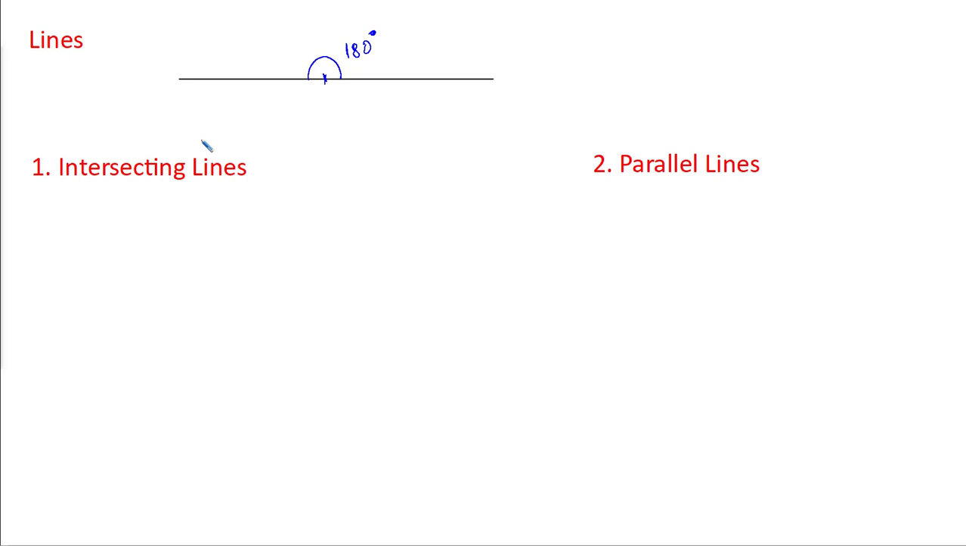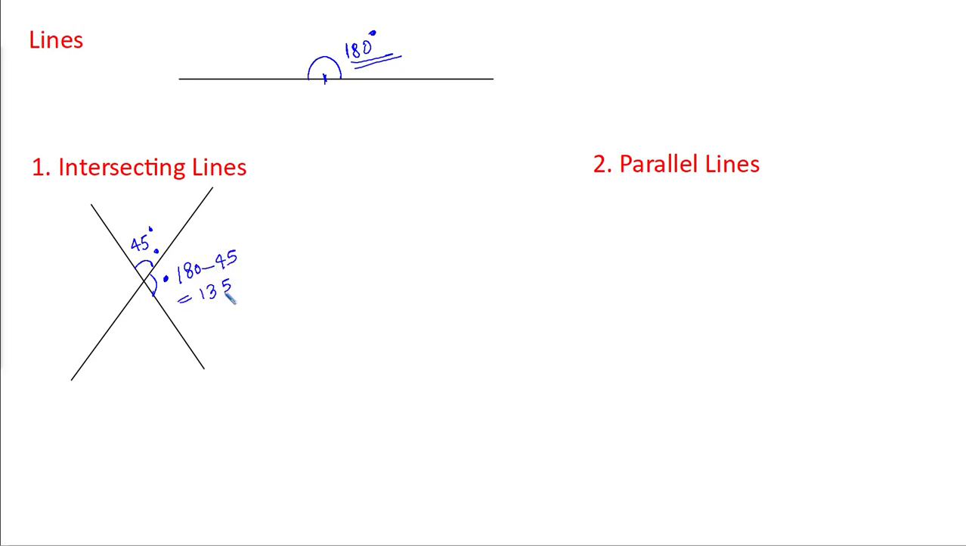Let's have a look at intersecting lines. Intersecting lines are the lines which intersect each other like this. If this angle is of measurement 45 degrees, how many degrees is this angle? This angle is going to be 180 minus 45, because the sum of this angle and this angle is 180 degrees. A straight line forms a 180 degree angle. So 45 plus which number is 180? 180 minus 45, that is equal to 135.